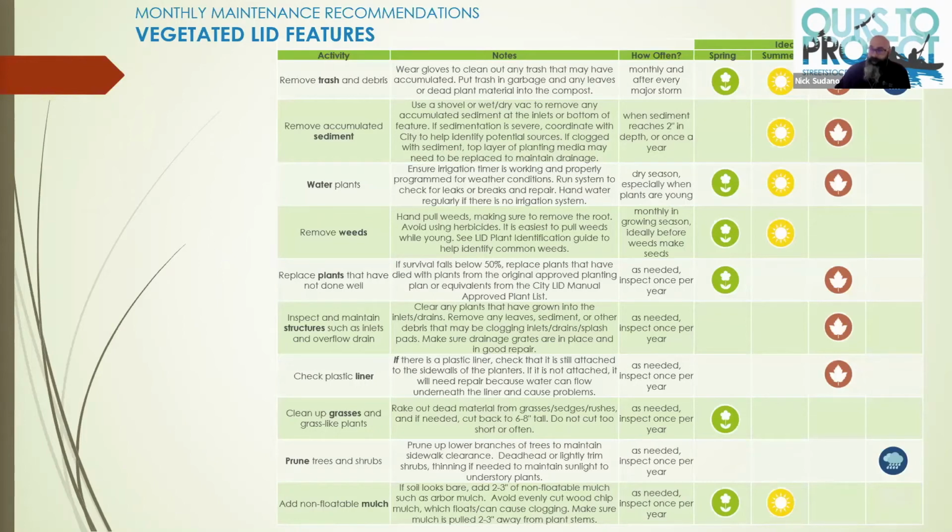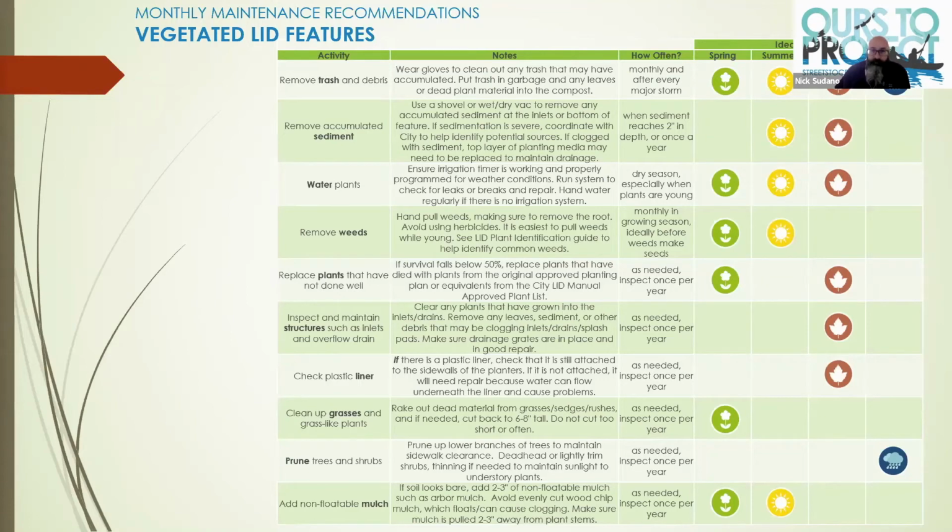Removing that excess sediment, looking for weeds and hand removing them as much as possible, replacing plants to make sure that you're within that 50% vegetative cover, using an arbor or vineyard mulch that's less likely to float, and doing supplemental irrigation in the dry season as needed. And again, just making sure that that overflow drainage is clean and clear and allowed to function appropriately here as well.